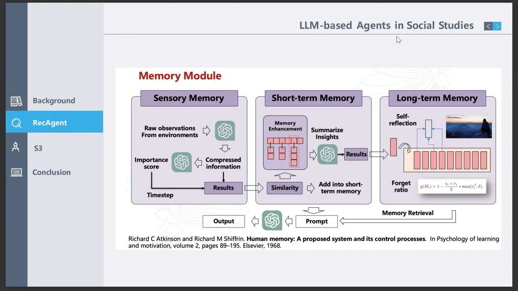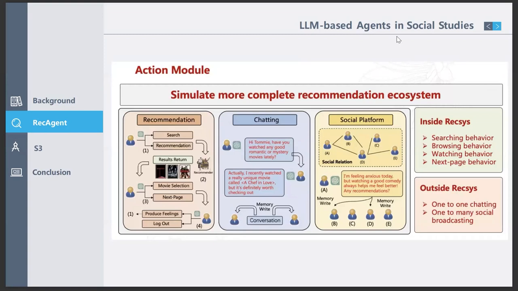Also, in the long-term memory, the information can be forgotten according to some probabilities. And the whole memory mechanism actually follows a paper in cognitive science, which is published in 1968. In the action module, there are three actions. The first one is in the recommendation scenario. In this scenario, the agent can actively search different movies and also can passively receive recommendations from the system. And the recommendation algorithm can be freely indicated in this scenario.